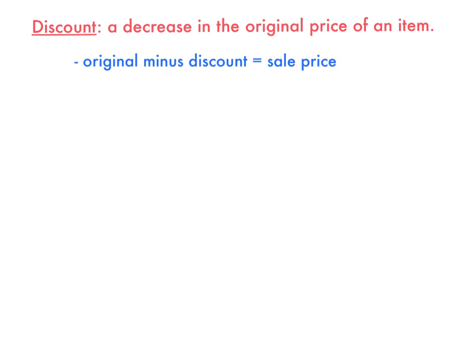All right, the definition of a discount is a decrease in the original price of an item. So discount means you're subtracting an amount from what you're going to pay. To find your final cost, what you're going to pay, let me give you an example. Let's say something costs $25 and your discount, let's say we figured it out, is $10. Well, to find the sale price, you're going to subtract them. 25 minus 10 gives you 15.